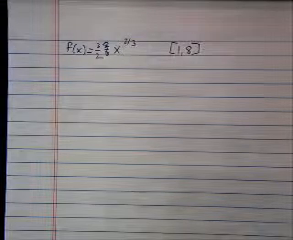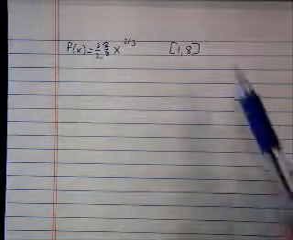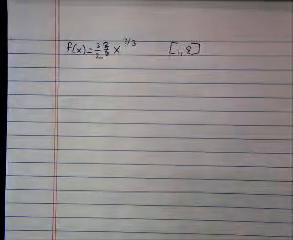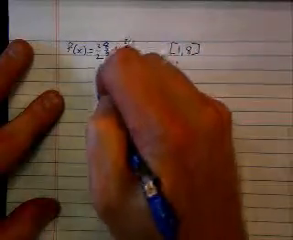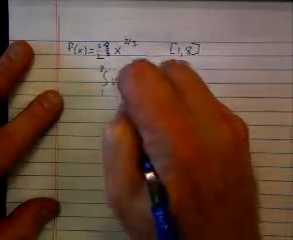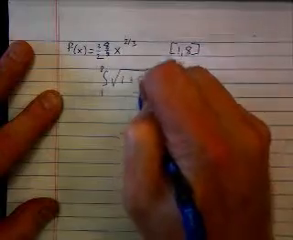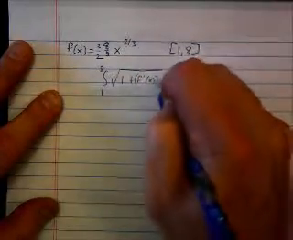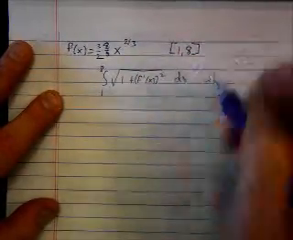What's that? How about 1 to 8? I can't read my own writing. It's right there in front of me. 1 to 8. That's what it says. 1 to 8. All right. So our formula for arc length is the integral from 1 to 8 of the square root of 1 plus the derivative squared dx.